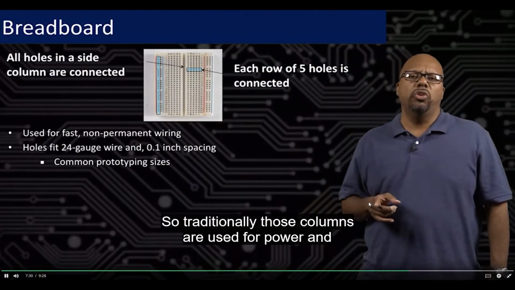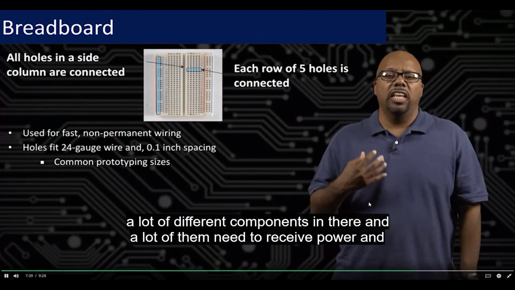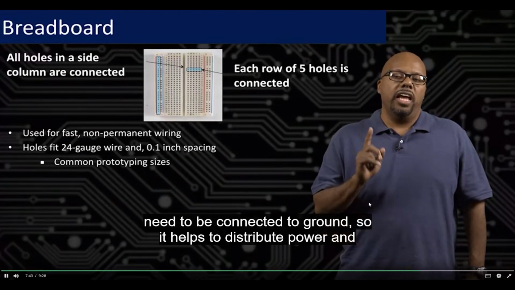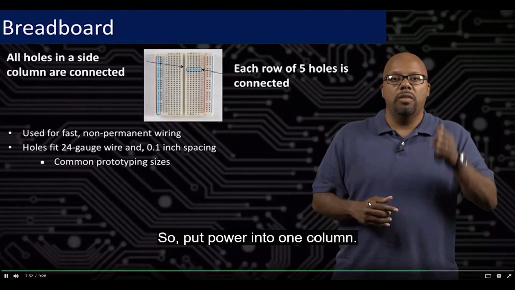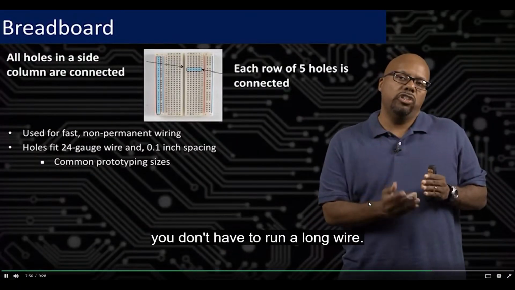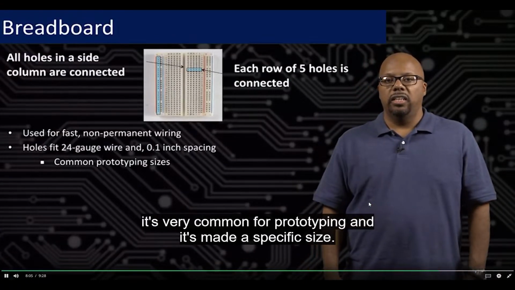So traditionally, those columns are used for power and ground. Because usually, when you make a system, you have a lot of chips and a lot of different components in there, and a lot of them need to receive power and need to be connected to ground. So it helps to distribute power and ground across the whole circuit by putting power into one column and ground into another. Then anything you want to connect to power and ground, you don't have to run a long wire, you just run a wire straight to the nearest hole in that column. So we'll be using breadboards to connect up our components, and it's very common for prototyping.